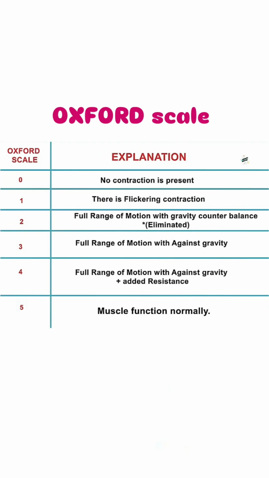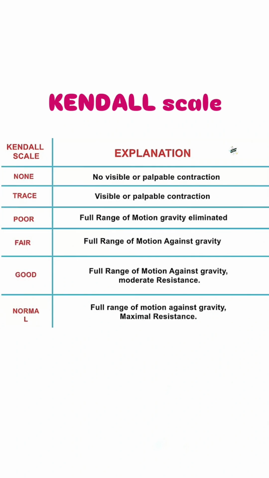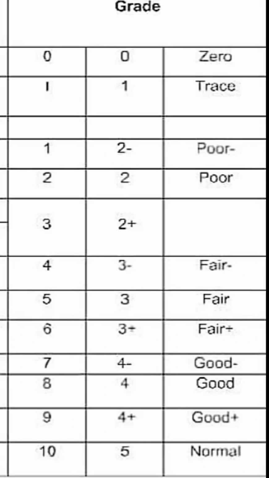Here you can see the Oxford scale. Here there are also 6 grades. In the Kendall scale there are also 6 grades. You can see here. And there is also a scale which is the modified MRC scale, which has 2 minus, 2 plus, 3 minus, 3 plus. This modified MRC I will discuss in my next video.